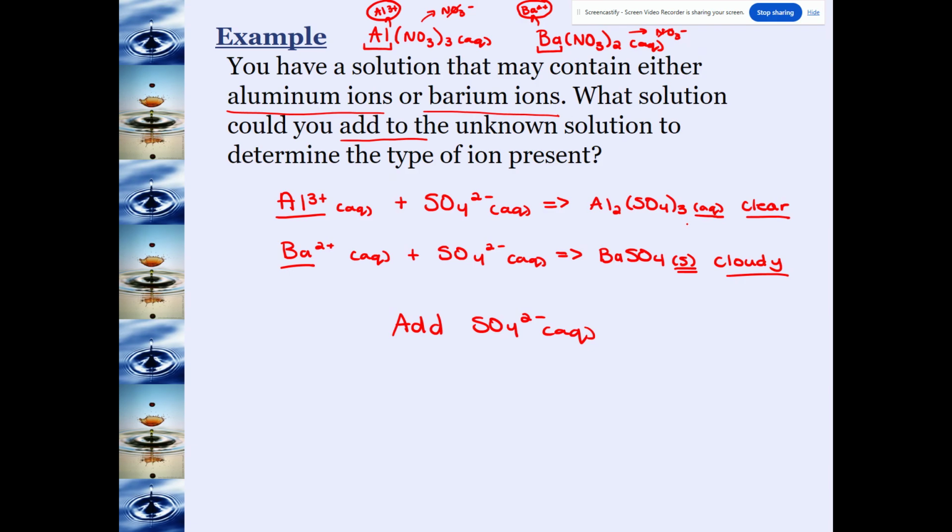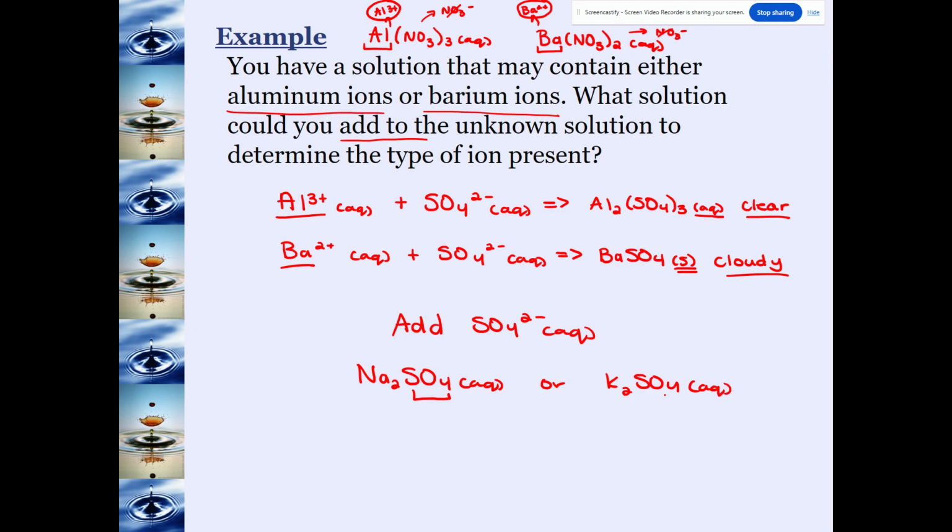I wrote it as a whole compound, but they would technically still stay as free-floating ions. Okay? Now, the thing is, I said you have to add a source of sulfate ions, and remember, ions never come by themselves. So I'm going to add a compound such as sodium sulfate or potassium sulfate that is a source of those sulfate ions for me.